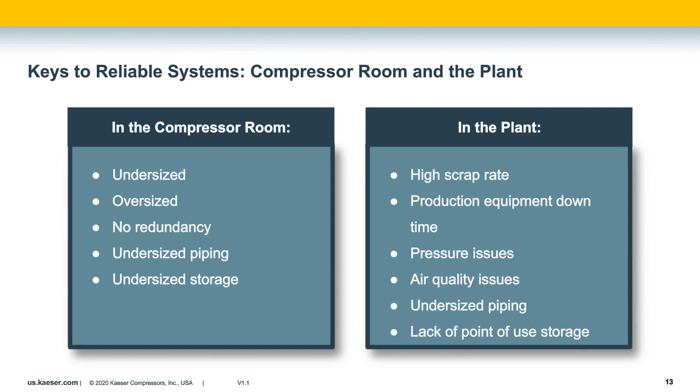In the plant, if you're seeing a high scrap rate and production downtime, this could be caused by deficiencies in your compressor room as well. Production is also susceptible to pressure and air quality issues, and many systems also suffer from undersized distribution and or point-of-use piping. As well, many systems can benefit from point-of-use storage.